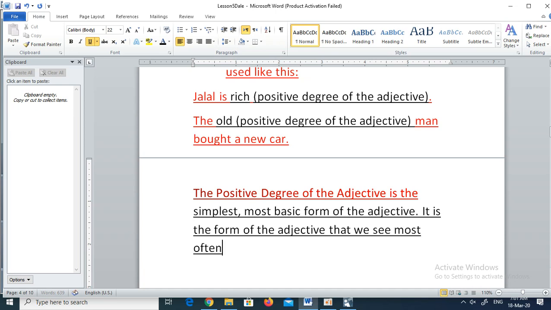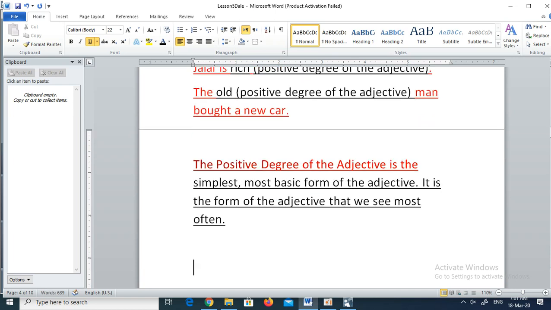All right. The positive degree of the adjective is the simplest and most basic form of the adjective. It is the form of the adjective that we see most often. So let me give some examples. Old, rich, new, fast, late, easy. All of those are positive degrees of the adjective.